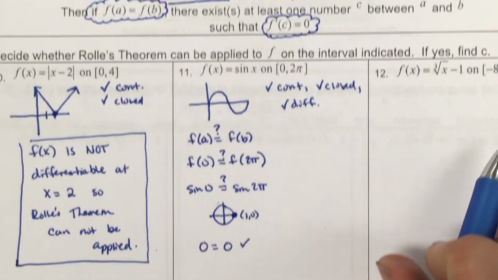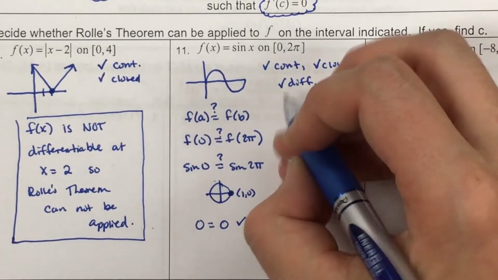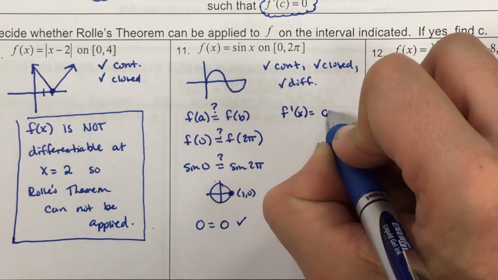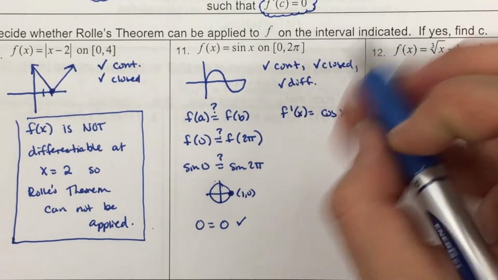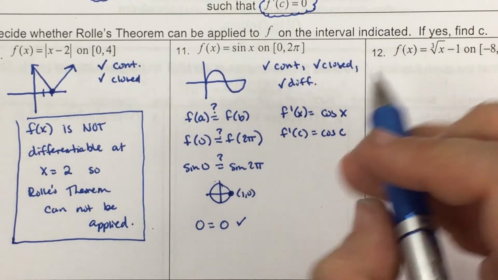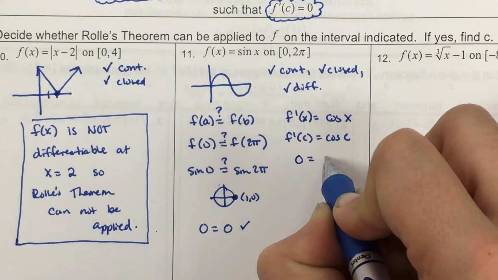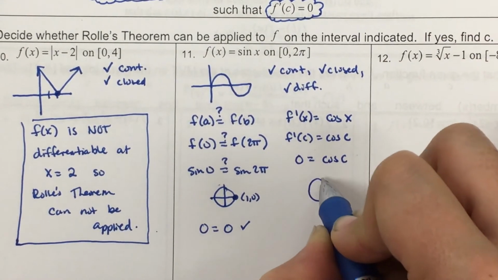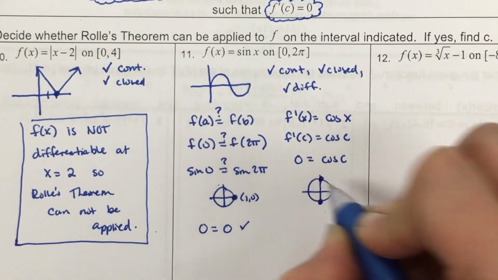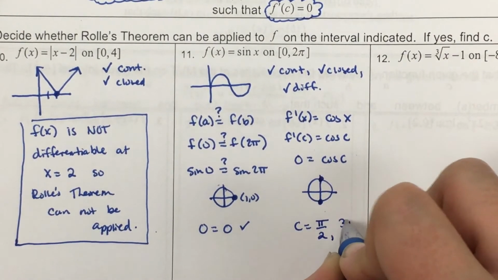So then if they are equal, then we can go ahead and figure out that f prime of c should also equal 0. So we're going to take our derivative, f prime of x equals cosine of x. And now, let's plug in our c, f prime of c equals cosine of c. And we know that this now, for Rolle's theorem, has to be 0. We've got 0 equals cosine of c. So think about on your unit circle, when is cosine 0? It's going to be 0 here and here. And that is when c would equal pi over 2 and 3 pi over 2.